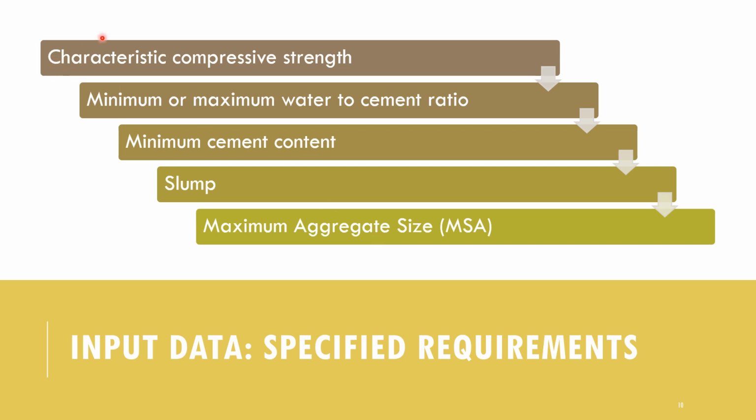You need to know, and this is information that you get from your client, what the characteristic compressive strength is. You need to determine what the minimum and maximum water to cement ratios are, the minimum cement content that's desired by the client, the slump that is desired, and the maximum aggregate size.